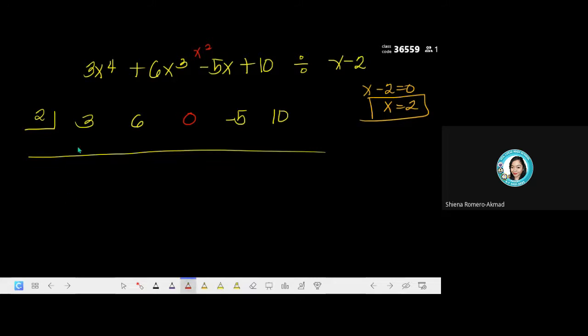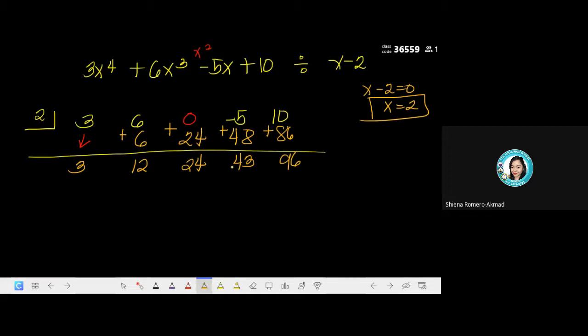So ano yung mga steps? Bring down once. Then multiply. 3 times 2 is 6. And then add 12 times 2, 24. Add positive 24. Times 2, 48. Add, that is negative. So magiging subtraction yan. Magma-minus tayo. That's 43. Positive 43 times 2 is 86. Add natin yan, that's 96.